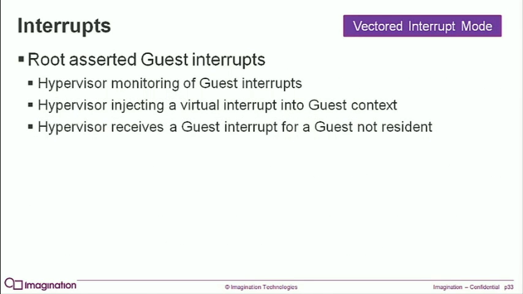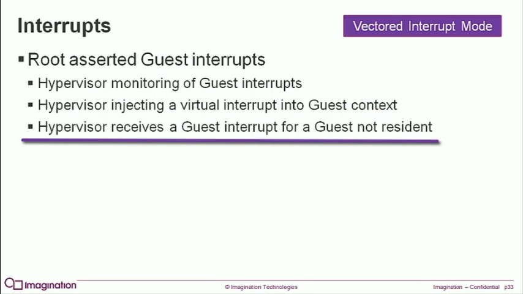The last method of delivering an interrupt to a guest is through root intervention. This is called root asserted guest interrupts. There are 3 reasons this might need to be done. First, if the hypervisor wants to monitor guest interrupts, it can receive the interrupt and do whatever it needs and then pass the interrupt along to the guest. Second, the hypervisor may want to send a virtual interrupt to the guest, like a pseudo device. And last, when the guest is not resident, its interrupts will be redirected to the hypervisor.